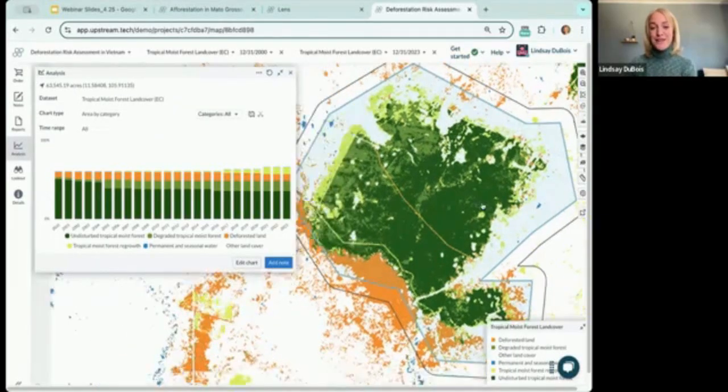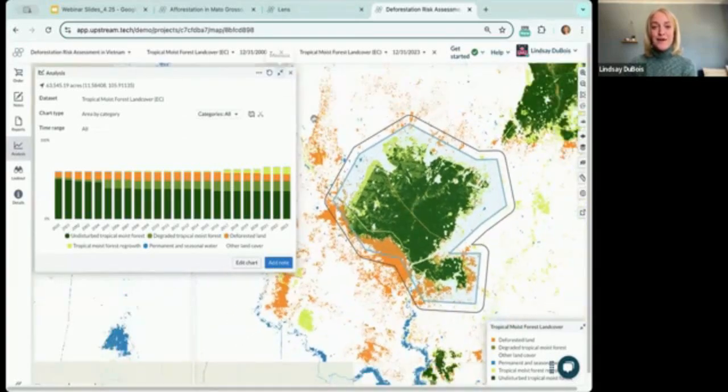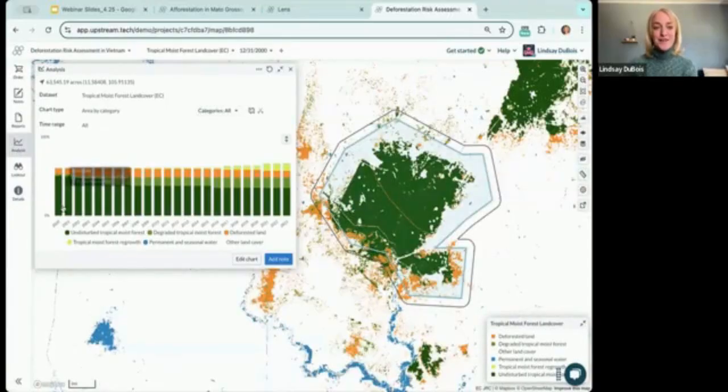And so this is really interesting, I think, because we can see a before and after. If I click on one of these time steps, I can see that back in 2000, this was mostly undisturbed forest.